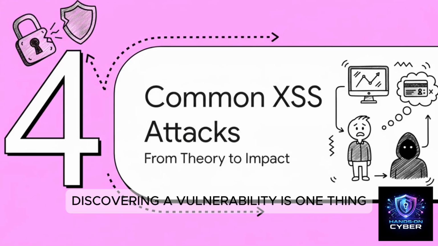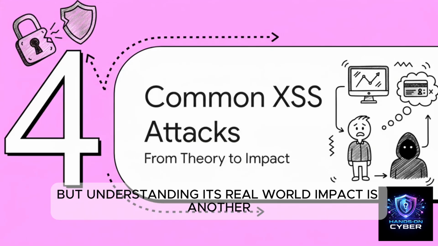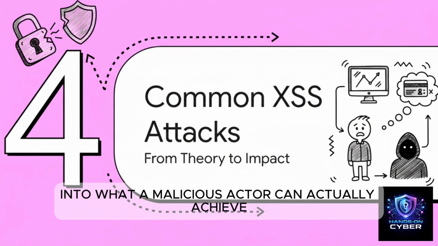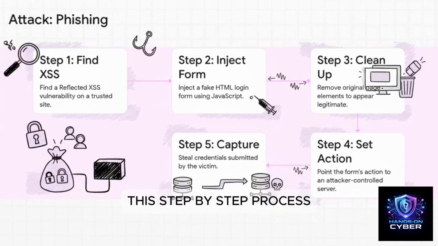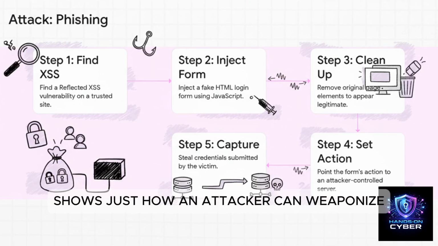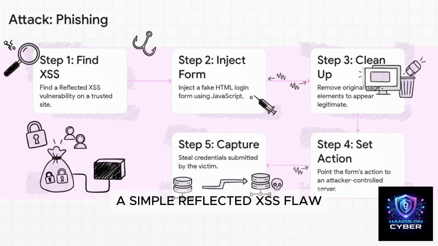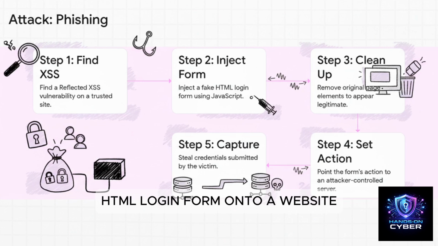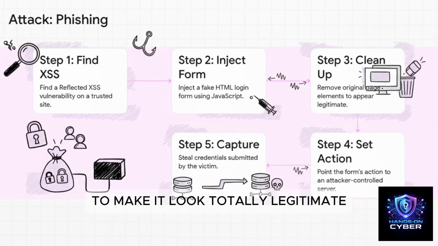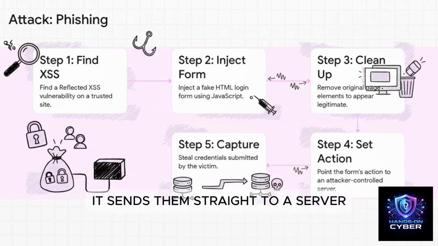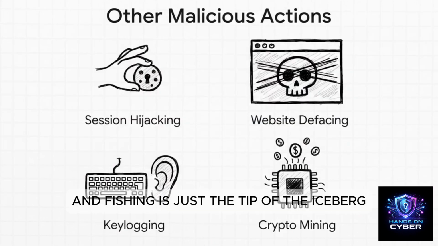Discovering a vulnerability is one thing, but understanding its real-world impact is another. So let's dig into what a malicious actor can actually achieve by exploiting one of these flaws. This step-by-step process shows just how an attacker can weaponize a simple reflected XSS flaw to pull off a convincing phishing attack. They can inject a completely fake HTML login form onto a website you trust. They can even remove the original page elements to make it look totally legitimate. When a user enters their credentials, the form doesn't go to the real site. It sends them straight to a server the attacker controls. Game over.